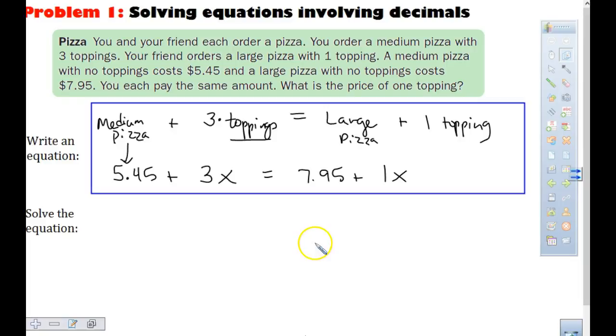Now, being said that we said we can get rid of our decimals, is it hard to work this problem with decimals? Do we really need to get rid of the decimals? Probably not. So which variable should we move first?